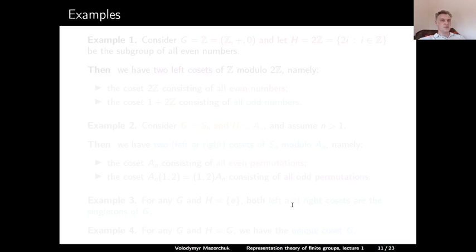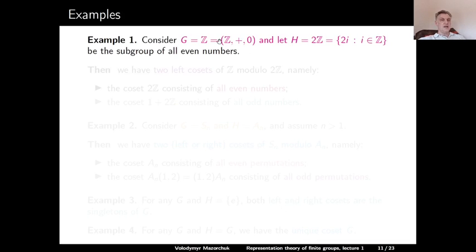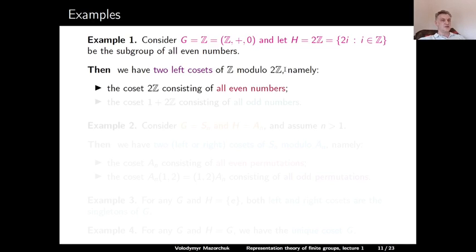So here are some examples. Let us consider the additive group of all integers, and let the subgroup be the set of all even integers. This is clearly a subgroup. Then we have two left cosets of Z modulo 2Z, namely the coset 2Z, the subgroup itself, which consists of all even numbers, and the coset 1 plus 2Z, which consists of all odd numbers.